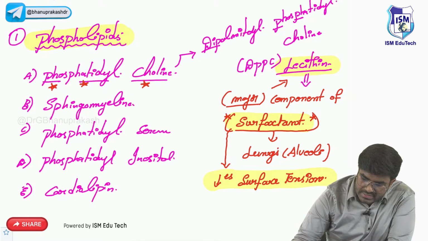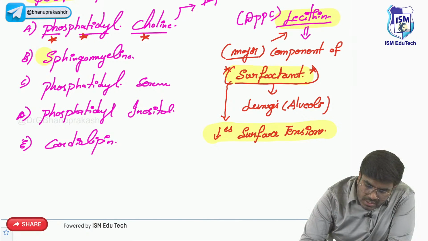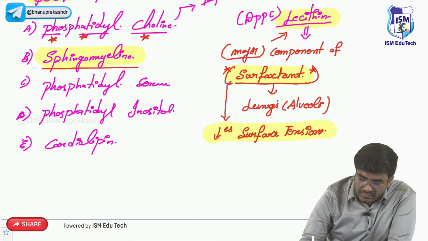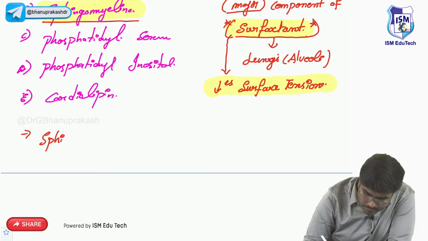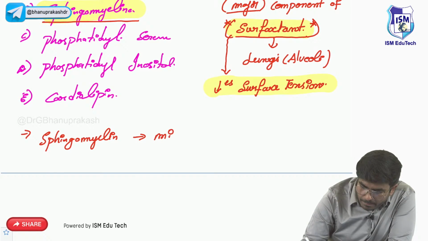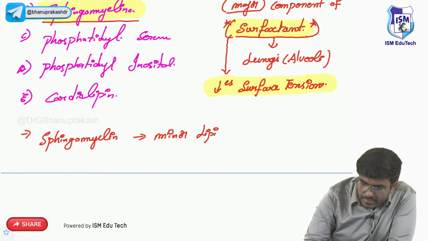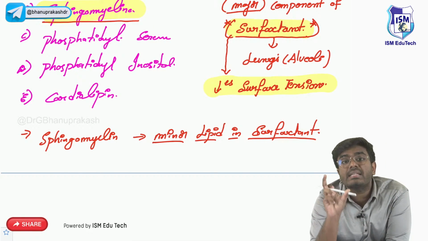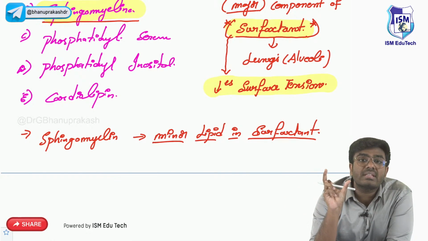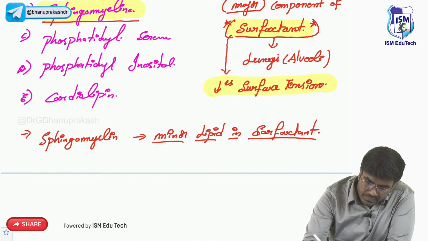After discussing dipalmitoyl phosphatidylcholine, now let's talk about sphingomyelin, guys. What you need to know regarding sphingomyelin is that sphingomyelin is a minor lipid in surfactant. So who is the major lipid? Lecithin. Who is the minor lipid? Sphingomyelin. So lecithin and sphingomyelin form your surfactant.